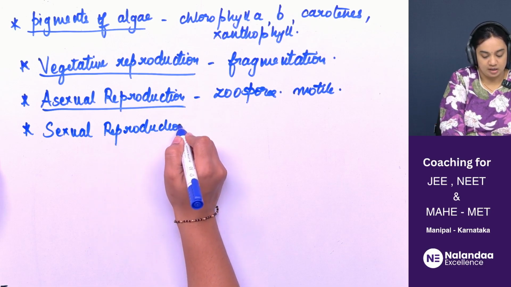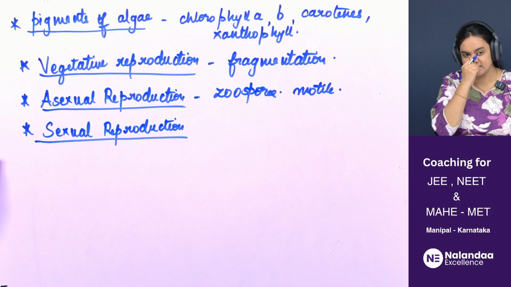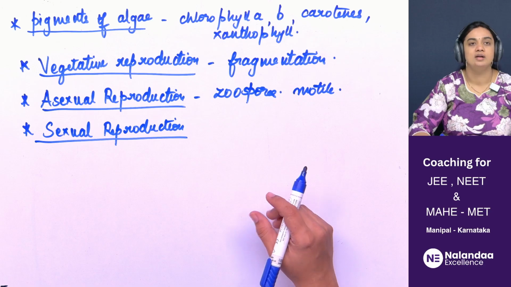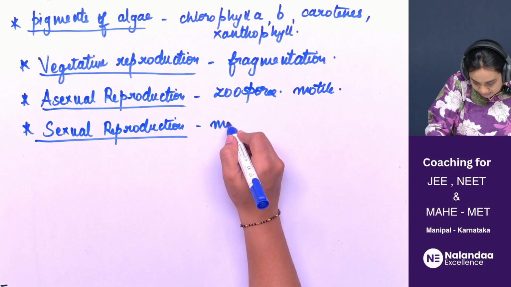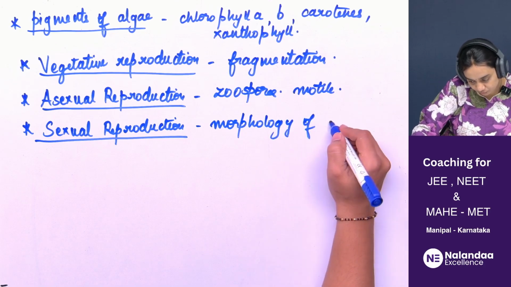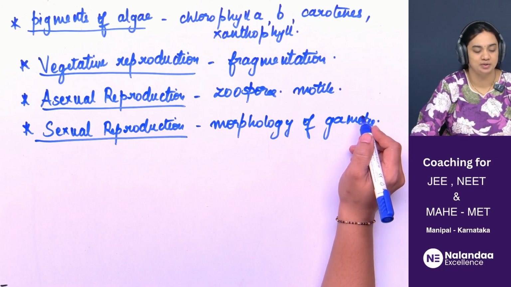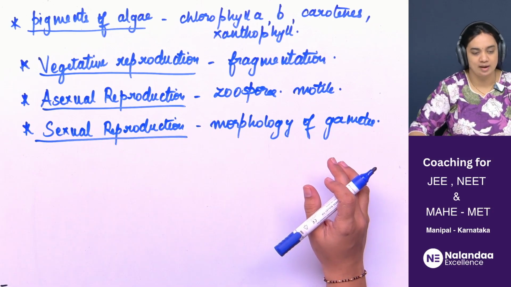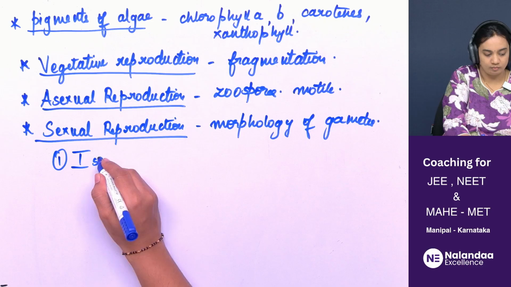And then talking about sexual reproduction. Now sexual reproduction can happen by three means. This we have already talked about in fungi. Can you tell me, there are three different types of sexual reproduction based on the morphology of the fusing gametes. What is it called? What are they? Isogamous, yes, very good, anisogamous and oogamous. Number one, isogamy.